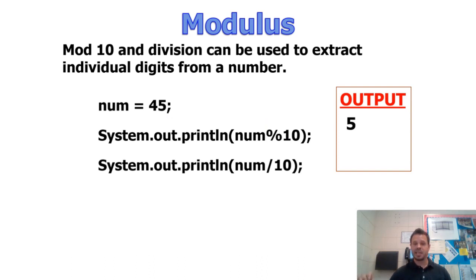And then I can utilize integer division to get the other digit. Okay, num, the 45 divided by 10. That's going to give me a 4.5. But since we're talking integer division, Java is going to truncate the 0.5 and leave me with just the 4. So that's the basic idea, using mod 10 and then division by 10, 100, 1000 to actually extract the digits. Again, that'll show up in a lot of different types of applications as we're writing programs.